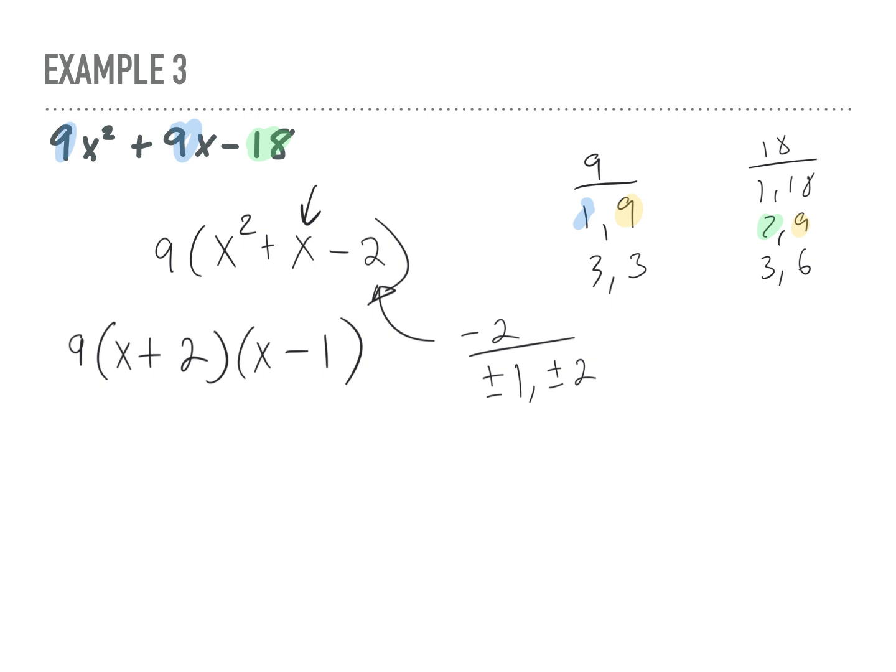When you add positive 2 and negative 1, you get positive 1, which is that middle term. When you multiply 2 times negative 1, you get that negative 2. So your fully factored equation is 9 and then parentheses, x plus 2, x minus 1. This would be your final answer. Here we combined multiple steps: we factored out the greatest common factor, and then we factored the same way we did right before break.